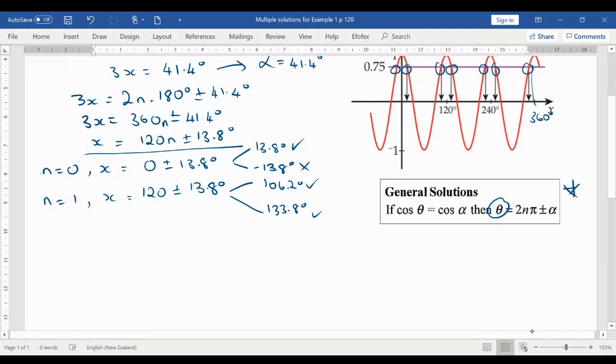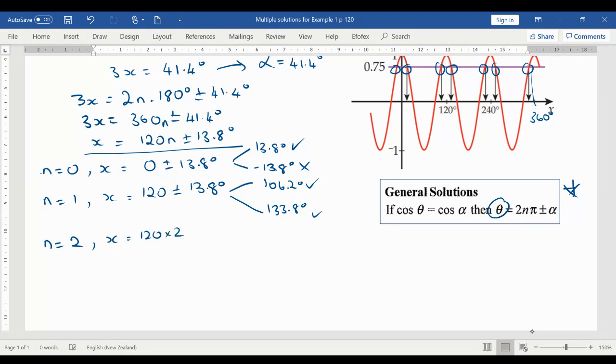Okay, carrying on. n equals 2, so x equals 120 times 2, which is 240, plus or minus 13.8 degrees. If you plus the 13.8 degrees, it gives you 253.8 degrees, and if you subtract it, it gives you 226.2 degrees. Okay, so you've now got 1, 2, 3, 4, 5, and you need one more.